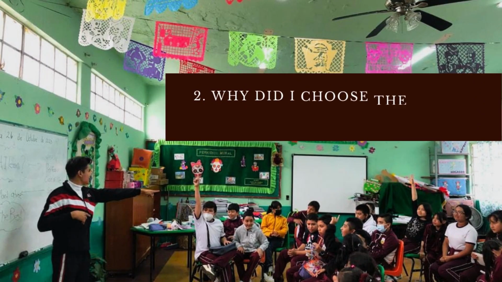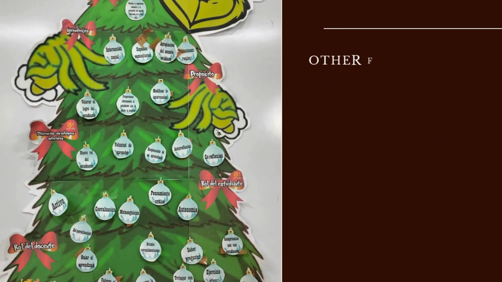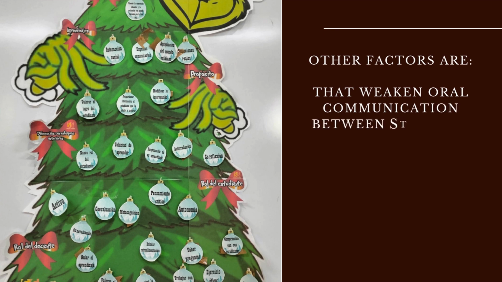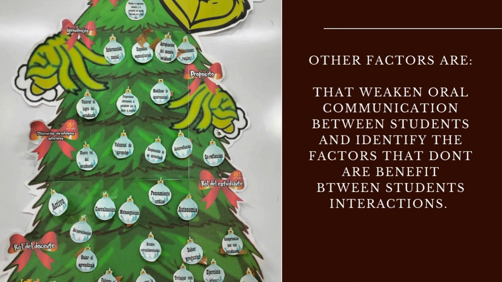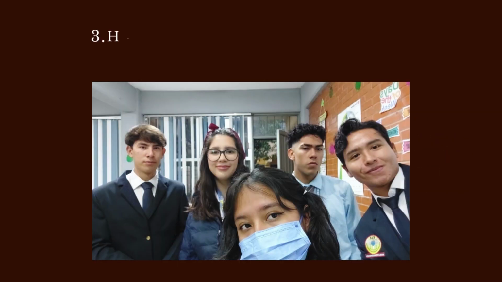Number 2. Why did I choose the topic? I chose this topic because I identified problems during my sessions and did not apply this methodology correctly in my previous practice. Other factors are weakened oral communication between students, and identifying the factors that don't benefit student interactions, whether student-student, student-teacher, or student-principal, and most of this practice is not applied in real life or in a real context.